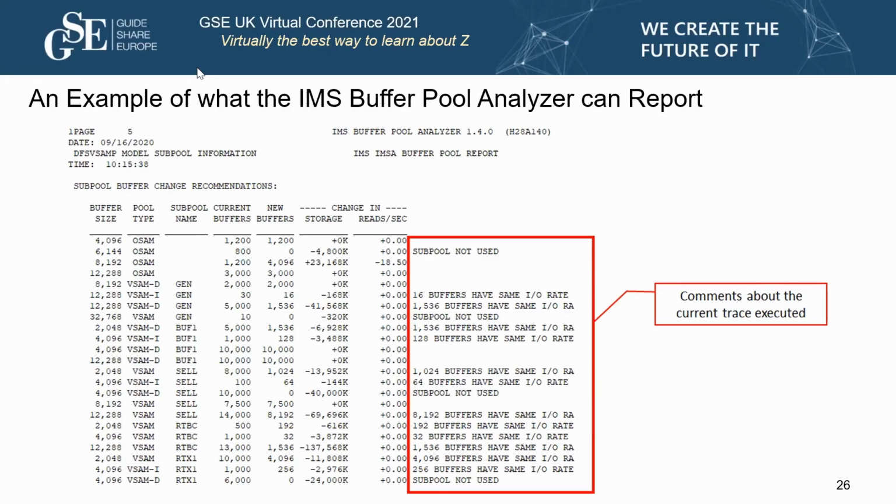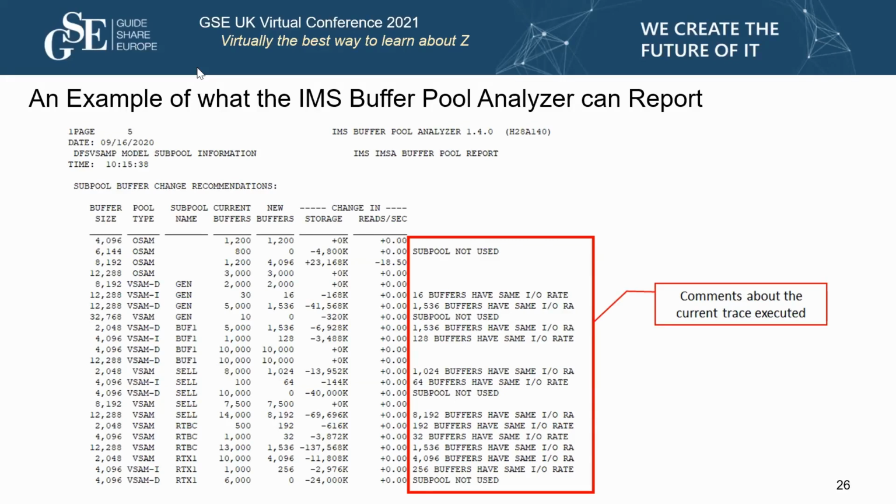The report contains a line for each subpool, what type it is, OSAM or VSAM, name, and current setting in terms of number of buffers defined. In the new buffers column, it provides a recommendation on what the buffer configuration should be set to. Take a look. The new setting might suggest additional buffers, reduction in buffers, or it might show you that the current value is okay. It gives you an estimate of benefit.